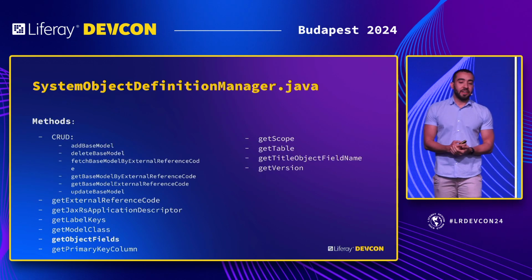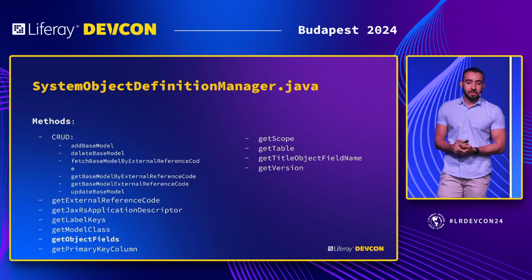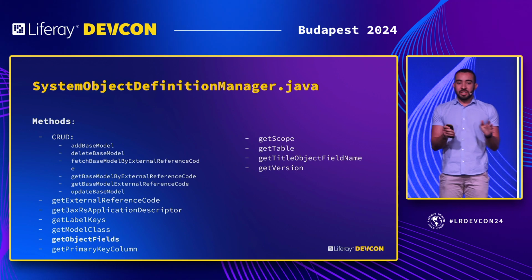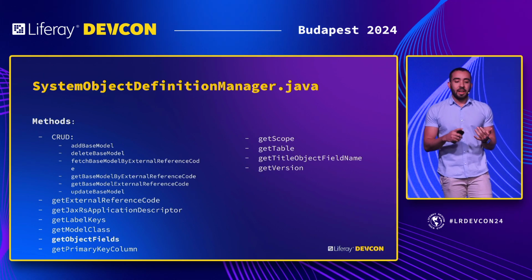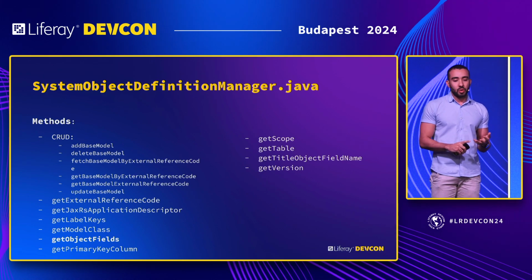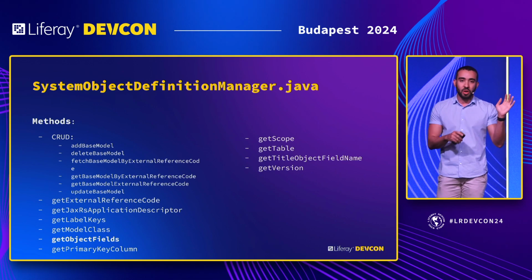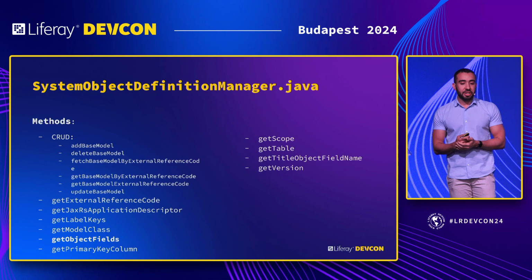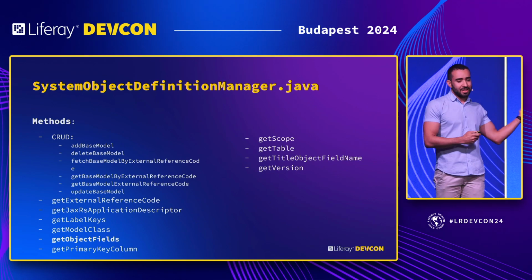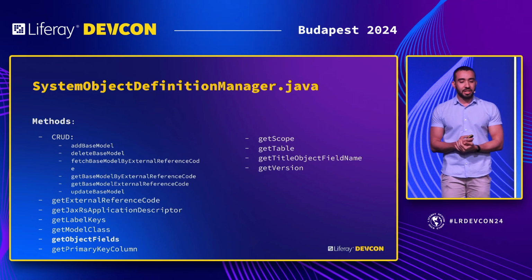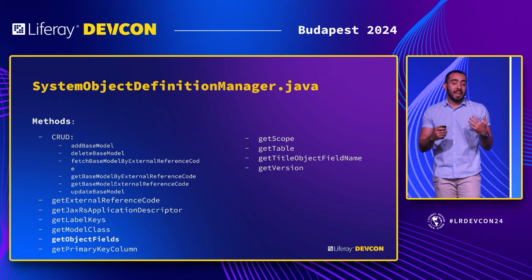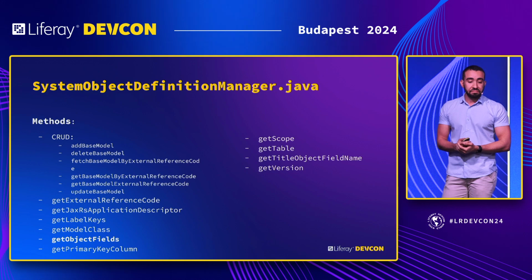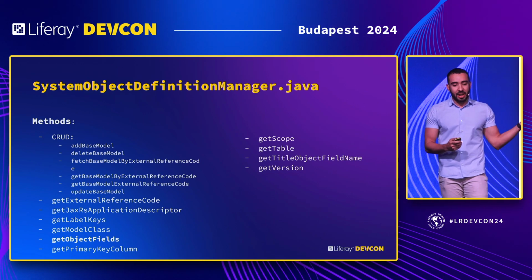This is the interface you need to implement, System Object Definition Manager. Those are some methods. Pretty simple. We have the CRUD ones, add base model, delete base model, fetch, get base, and so on. I will be showing here in a while. And we have some other ones just for a configuration. For example, we have the get JAX-RS application description to tell me the headless API of that service builder entity. We have the get model class.